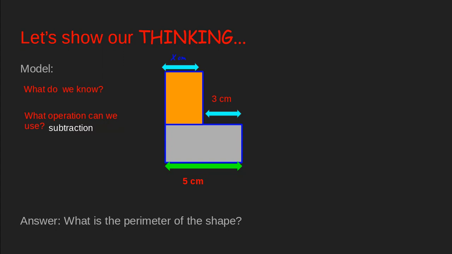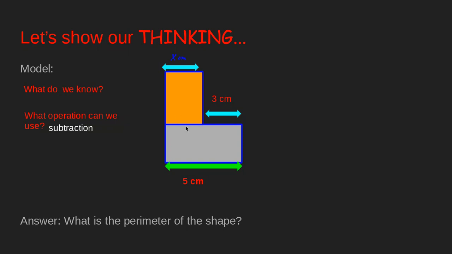That's correct. We can use subtraction. So we already know that rectangles have equal opposite side lengths. So if this is 5 centimeters, the opposite side length should also be 5 centimeters, right? So if this part of the side length is 3 centimeters, what would the value of this side length be?